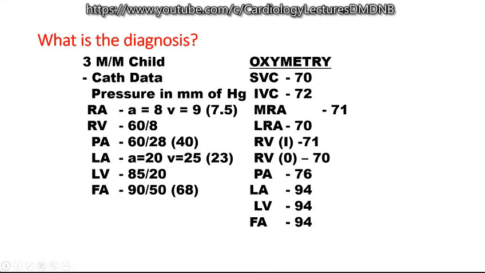Oh, yes, sir. It has to have a communication from the RV to the LA to have a saturation step up at the pulmonary artery. So probably this patient has some communication coming to the pulmonary artery from the systemic side. And there are two important things that you can consider, PDA and AP window. Out of these two, which one do you think is more likely?